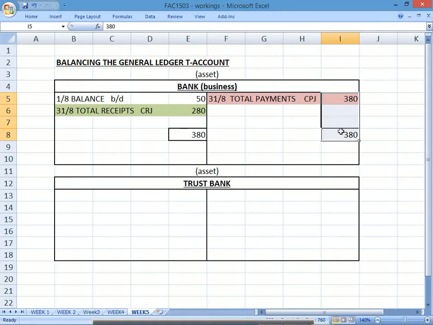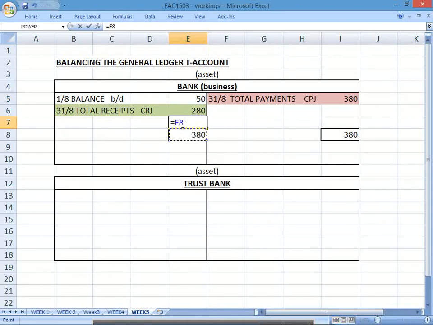It represents the balances that you've got currently, and if your credit side is bigger, you've paid more than you've received. So that means you're going to carry down or bring down a balance on that side, because that's the bigger side. Right, do you have 380 on this side? No, I've only got 330. So the balancing figure is going to be the difference.